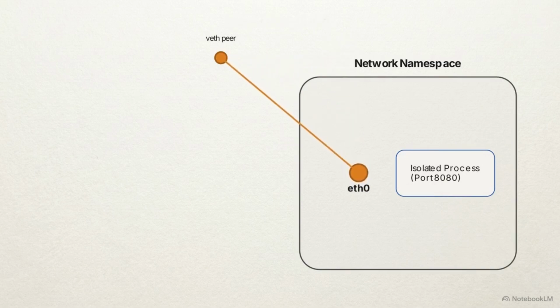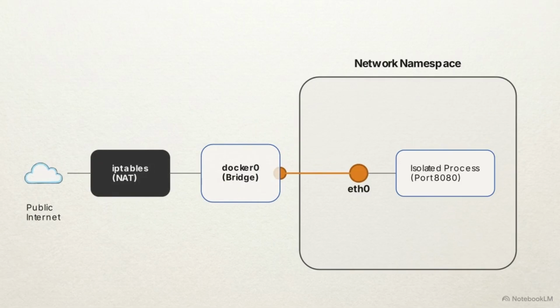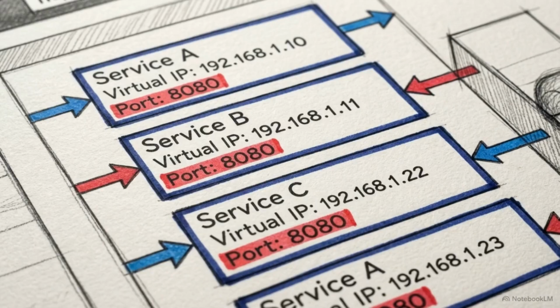One end is placed inside the container's namespace as eth0, while the other plugs into a virtual bridge on the host OS. From there, standard NAT rules via iptables route external traffic from the host's public IP address directly across that bridge and down into the isolated namespace. Because each network stack is fully independent, the port conflicts of the early 2000s are eliminated. 50 distinct microservices can all bind to port 8080 simultaneously on a single server, with zero overlap.